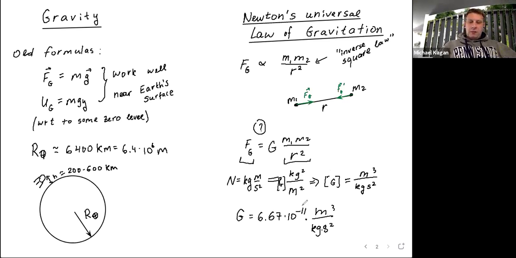As far as the number in front, you can sing it and it rhymes. 6.67 times 10 to negative 11, 711 kind of rhyme. This is called the gravitational constant or Newton's constant. It's one of the 3 fundamental constants of nature.